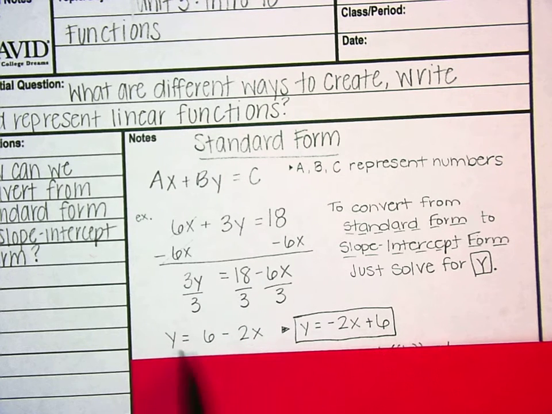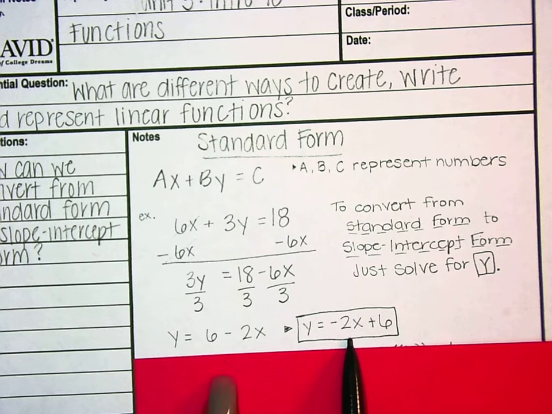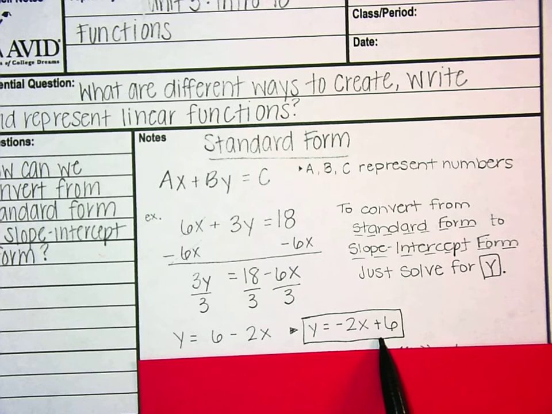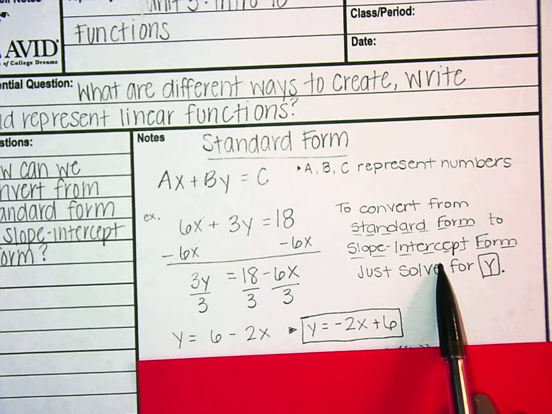Now, I don't like to leave my answer like this because it's not exactly written as y equals mx plus b. I want this term to go first. So I'm going to take the entire term with the sign and put that in front. So I'm going to put the minus 2x in front, and then the 6 goes at the end. The reason it says plus 6 is because here it's a positive 6, so it's going to stay a positive 6. So that's how you convert from standard form to slope-intercept form.